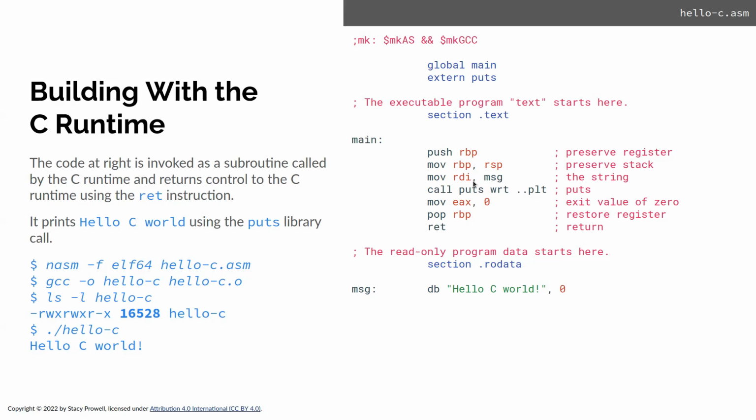The register RDI holds the 64-bit address of message. We then do this call puts with respect to PLT. We'll talk about how that works later. We just call puts, put a 0 in EAX because that's what we're going to return. We pop this off the stack and we return. And you can do the same thing.